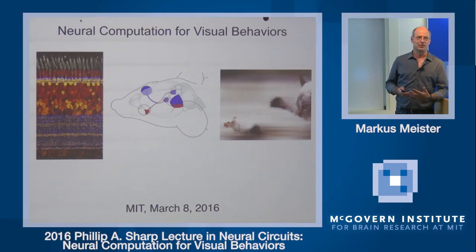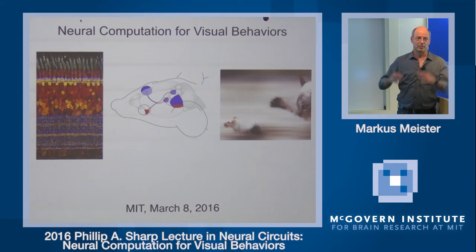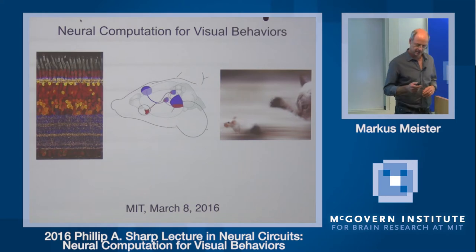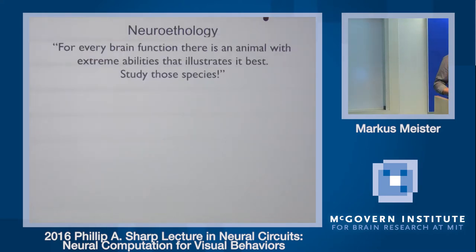Today, I can only give you something like a research plan with some intermediate results, but I hope to give you a sense of how we'd like to go about connecting these various stages of organization of the nervous system. But I want to start out with some kind of meta-level comments on how to choose a research subject. And this might be interesting to some of the younger members of the audience.